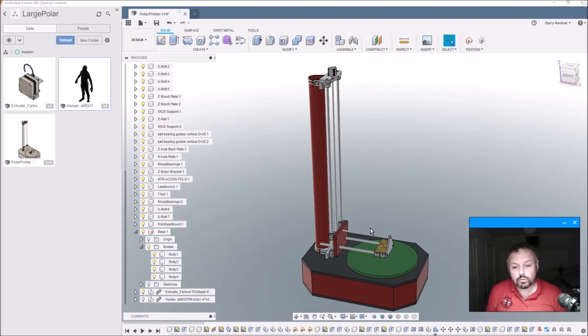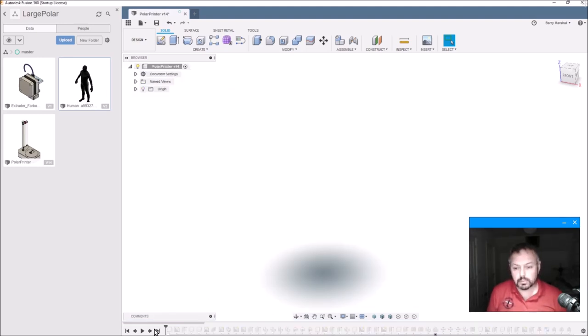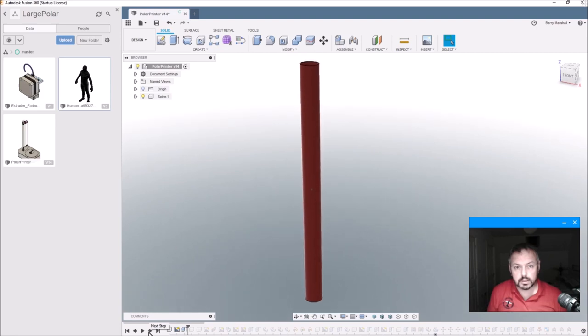So let's walk you through the design very quickly. So start with a blank sheet of paper and put the spine in. So there you go. So that's the first part in. 1.75 meters tall, 5 inches diameter, 3mm wall thickness.